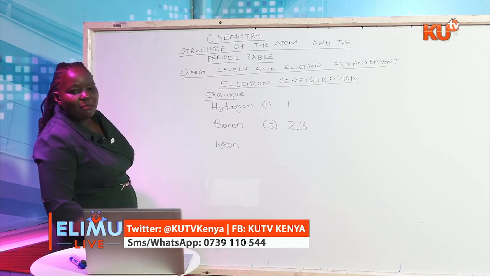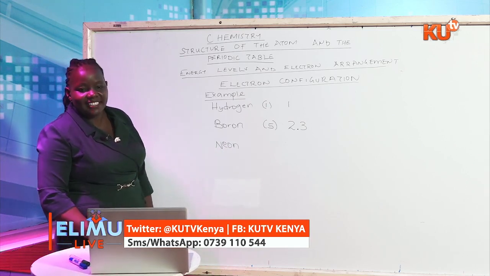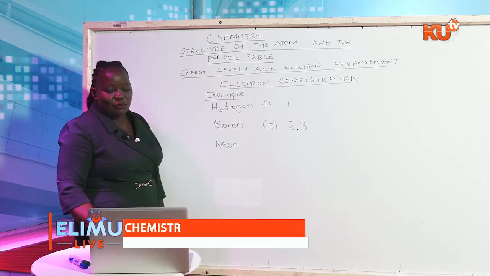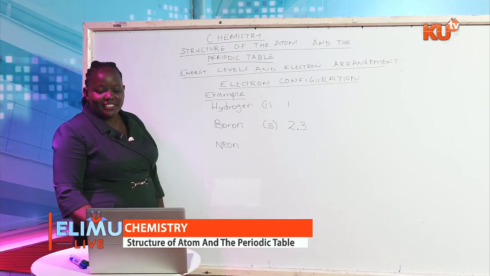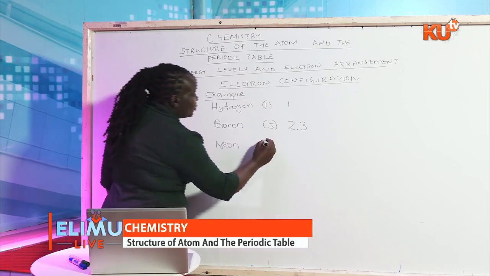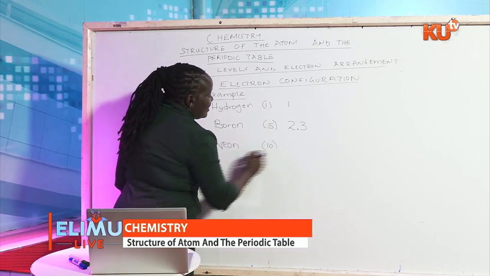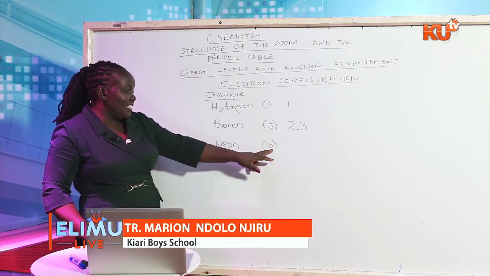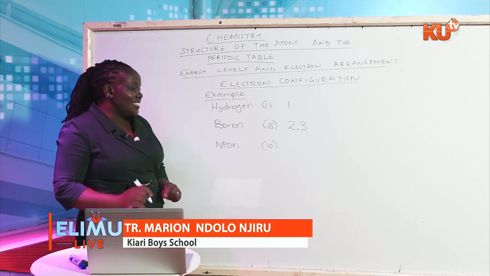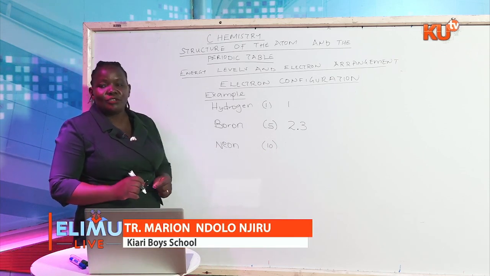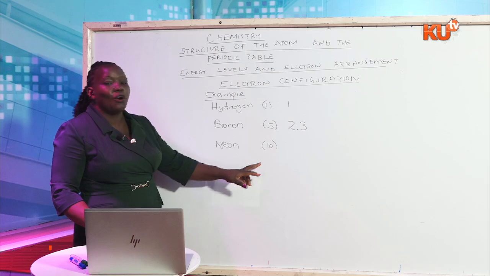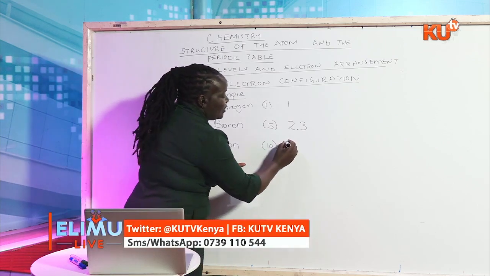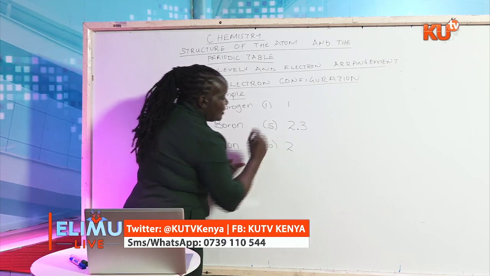What is the atomic number of neon? Good. The atomic number of neon is 10. That means it has 10 electrons in its atom. So now that it has 10 electrons in its atom, we'll start with the first energy level. The first energy level, we have said, accommodates a maximum of 2. So the first 2 electrons will be in the first energy level.